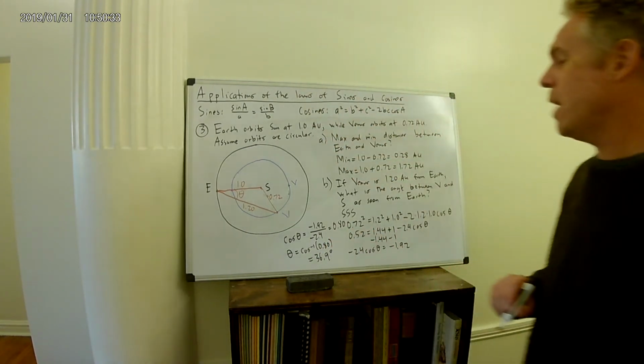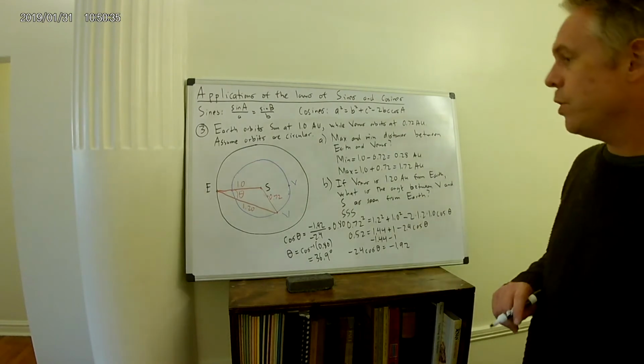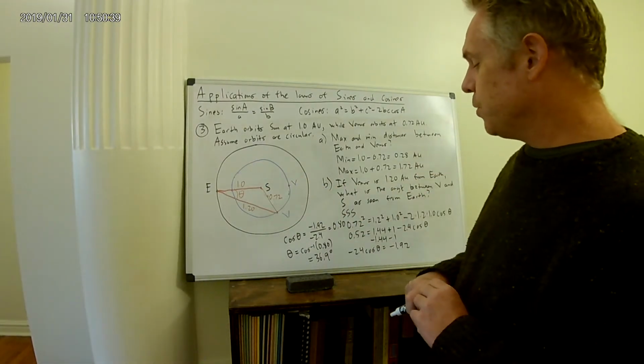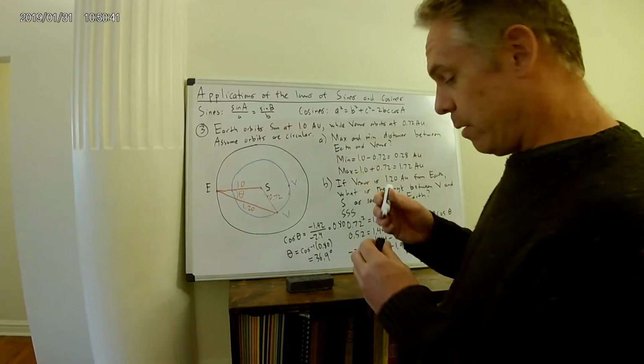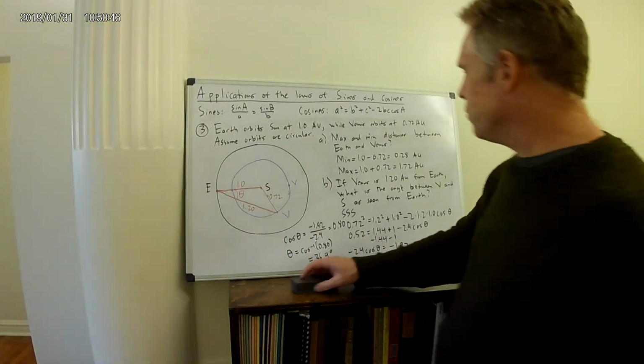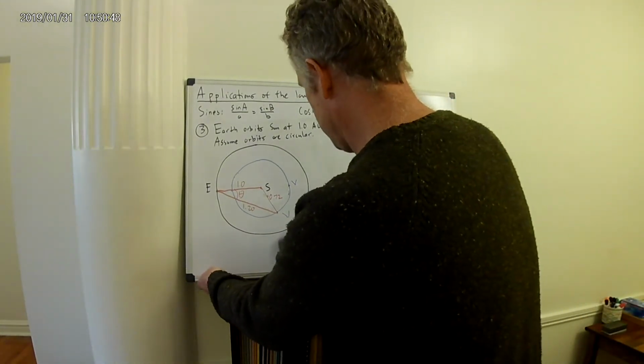Okay, 36.9 degrees. So when Venus is 1.2 AU from Earth, it will make an angle of 36.9 degrees with the Sun as seen from Earth. I want to do two more parts of this problem, so I'm going to erase what I just did here, parts A and B.